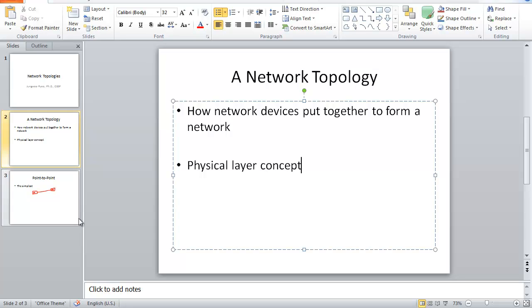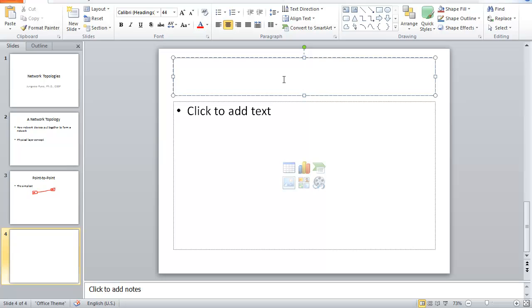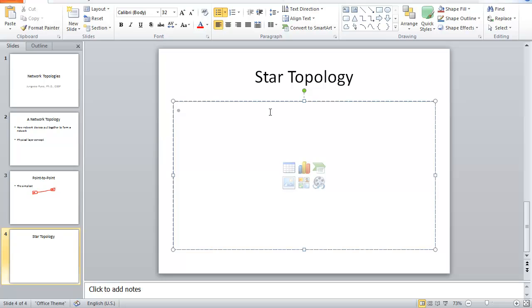So the next topology I want to look into is the topology called star. And this topology kind of builds on top of the point-to-point topology. In this case, you have a network device called a switch at the center, and all the other devices are connected to that central device.